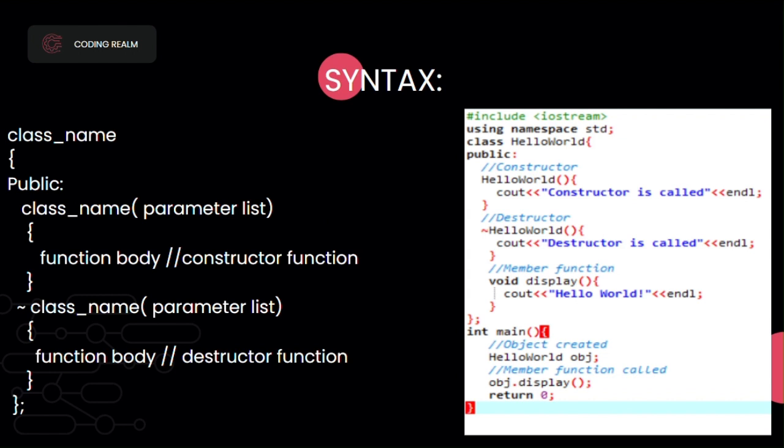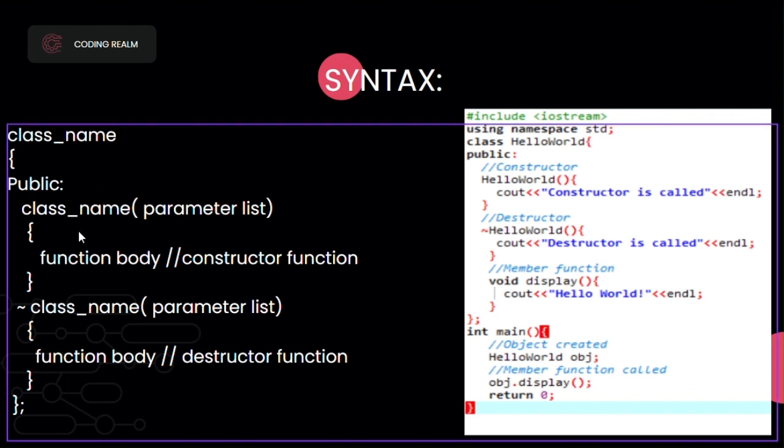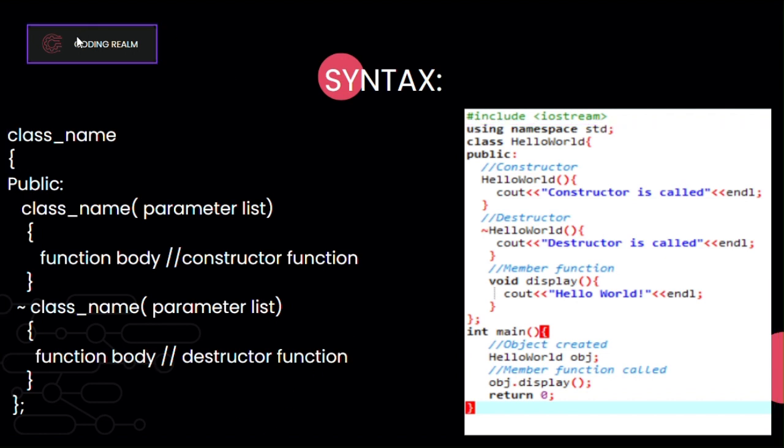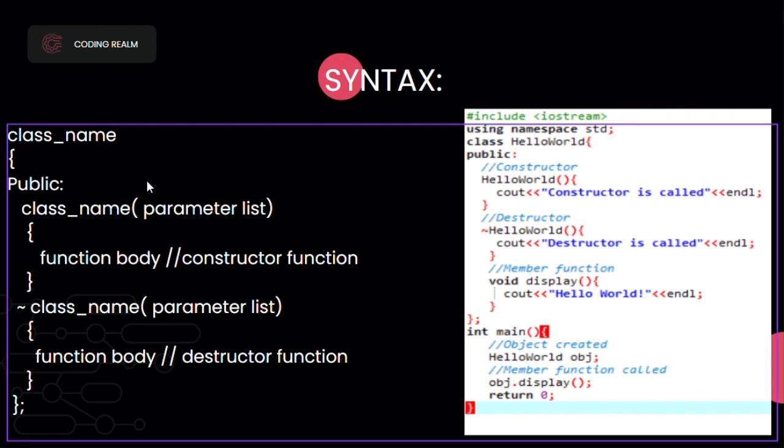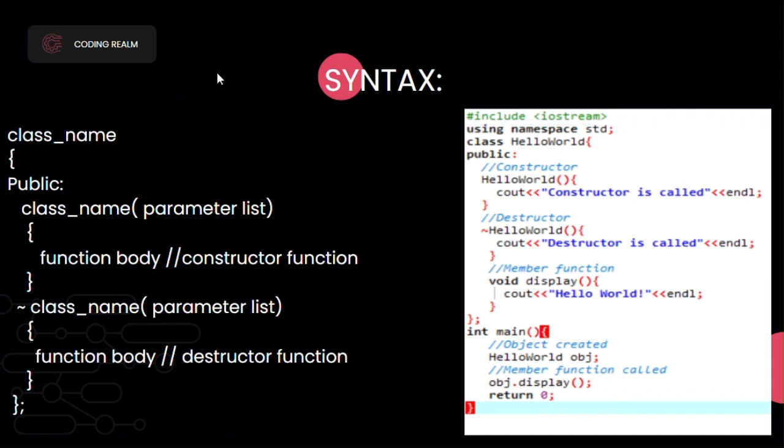Now the syntax of destructor, how to declare a destructor. Let's see, first of all, the class name, public, class name and parameter list and the body. Here this is the constructor function, and then tilde, class name, parameter list, function body also. This is the destructor function. This is how to declare, or the syntax of, the destructors. The destructor and the constructor have the same name as the class.